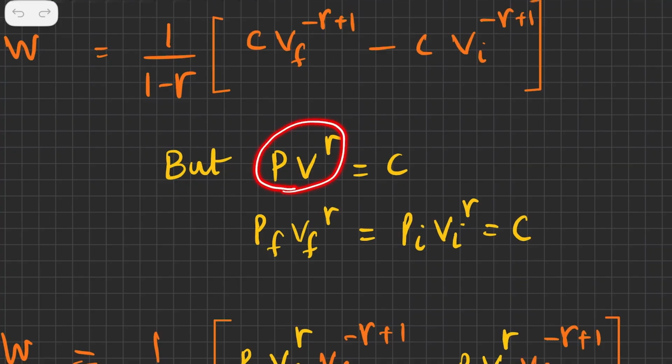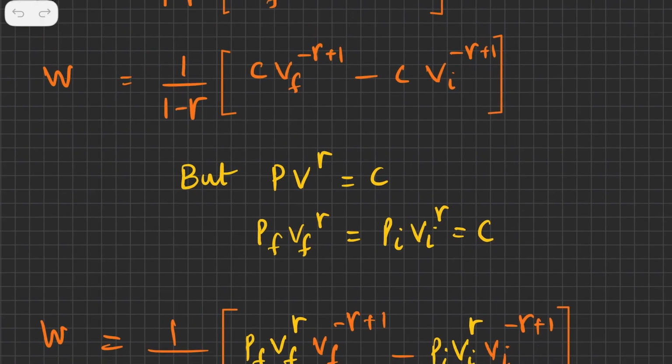If the product of pressure and volume raised to gamma is a constant, then for any value of pressure and any value of volume, the product will remain constant for an adiabatic process. So final pressure times final volume raised to gamma is equal to initial pressure times initial volume raised to gamma, which is equal to constant. Why I am doing this is, wherever there is a Vf, I'll put this value, and wherever there is a Vi, I'll put this value.